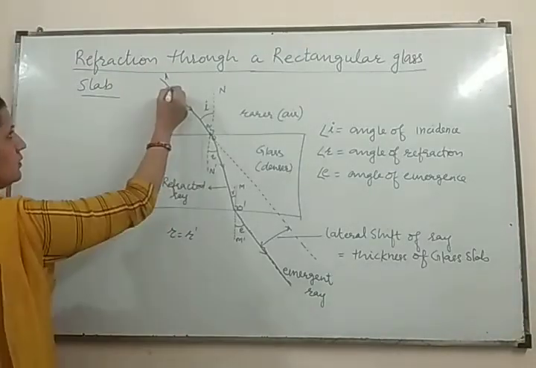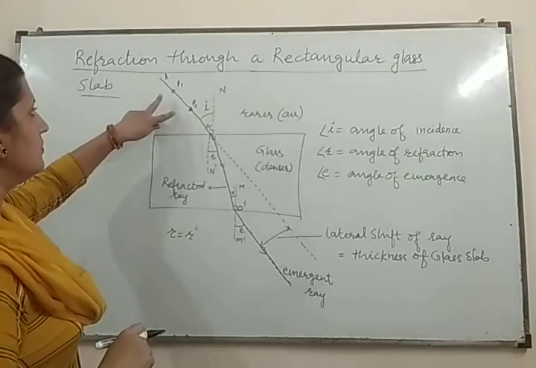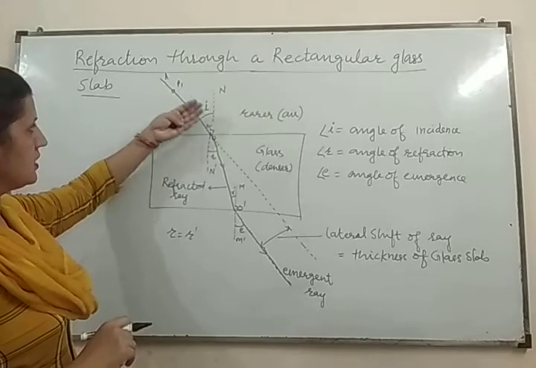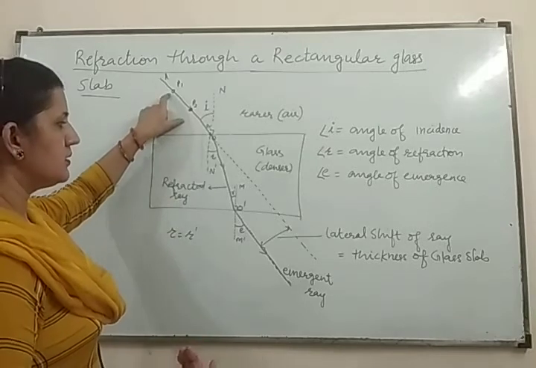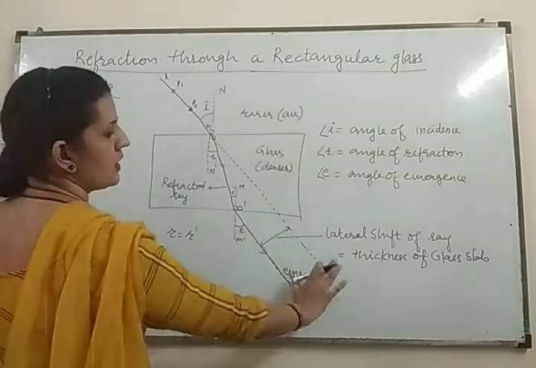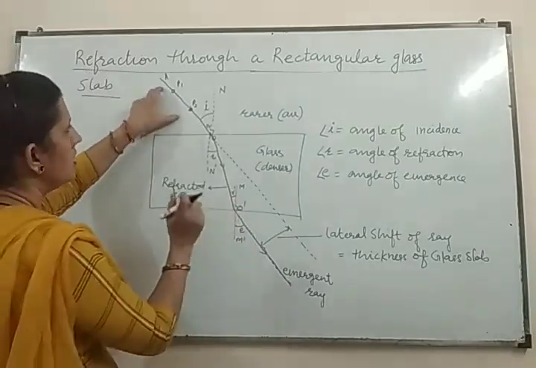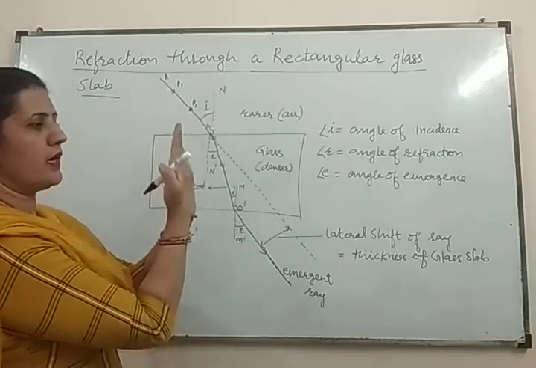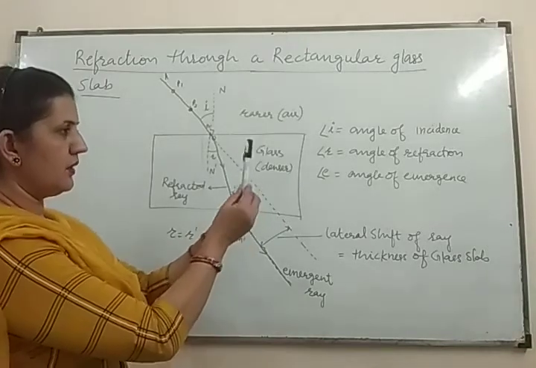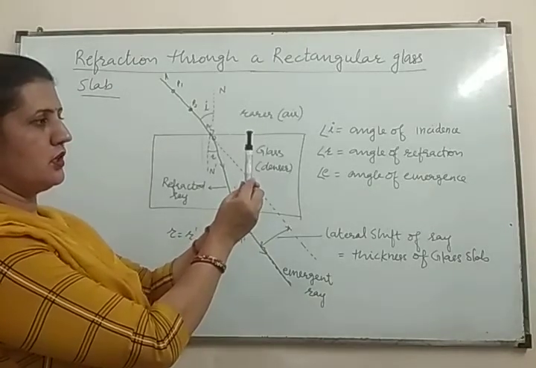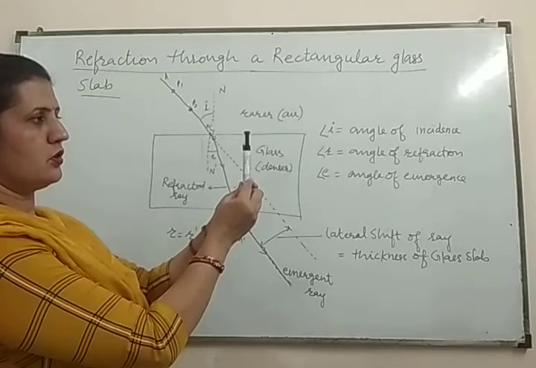For the incident ray, you will mark two pins, pin 1 and pin 2, at a distance of three fingers from each other. These pins are observed from this side of the glass slab, and you will see that the two pins overlap each other. Suppose this is the first pin and this is the second pin, and they should overlap. You should observe only one pin instead of two.